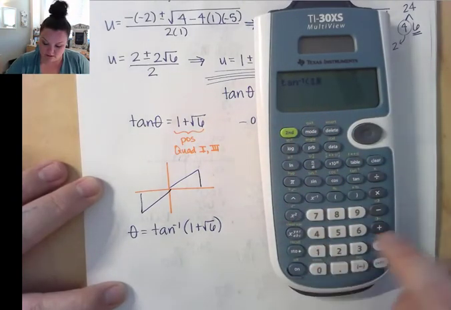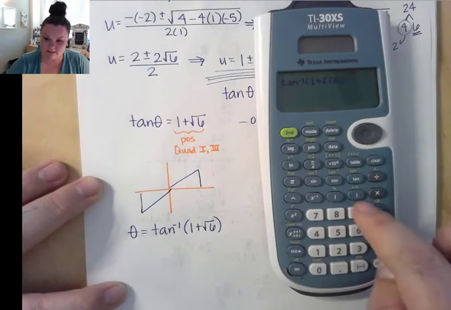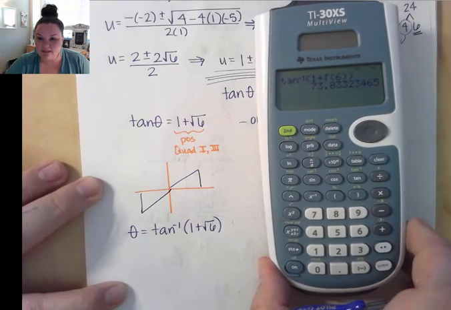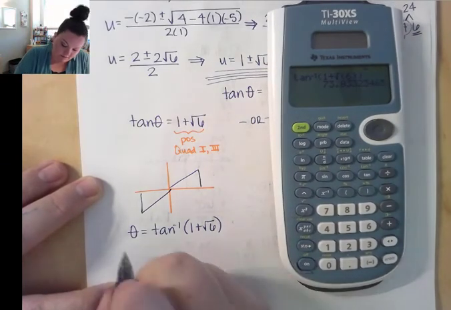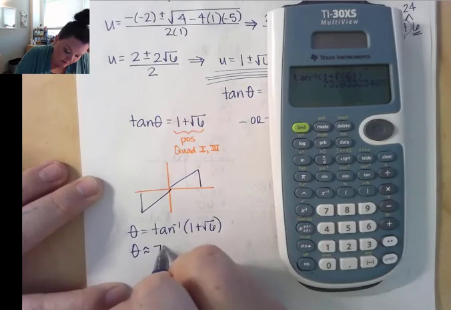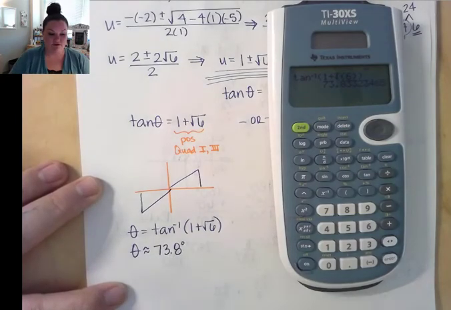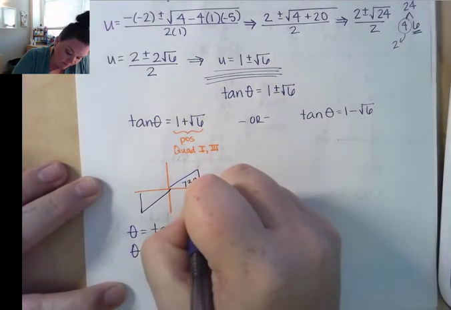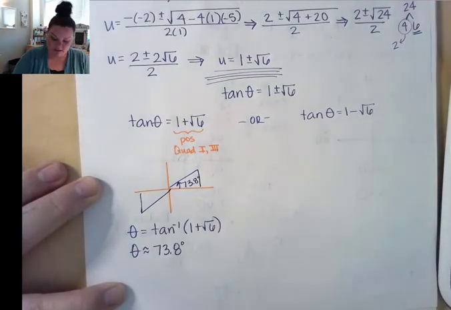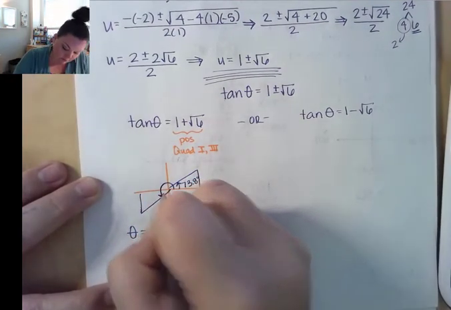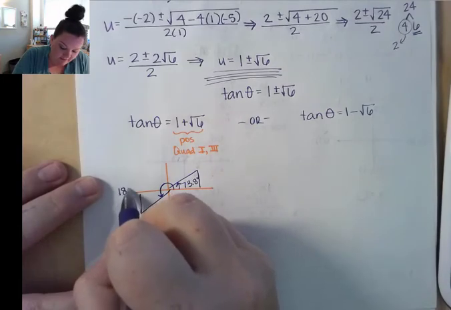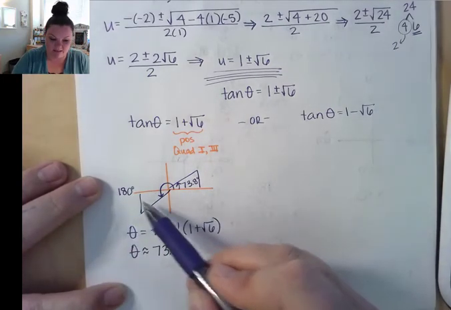So I'm going to punch that into my calculator. Tangent inverse of 1 plus the square root of 6. And it gives me 73.8, basically. All right, so we're going to say theta is approximately 73.8 degrees. So that means that this reference triangle is 73.8 degrees, right? But then I also need to know what this angle is. The reference triangles are all going to be the same, right? They're all going to be 73.8 degrees. But this one is 73.8 degrees past 180.